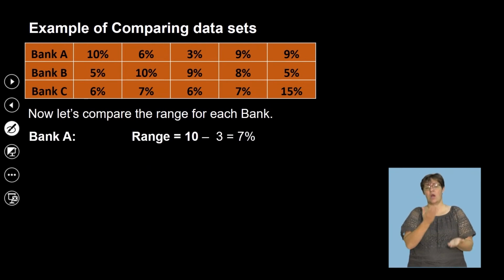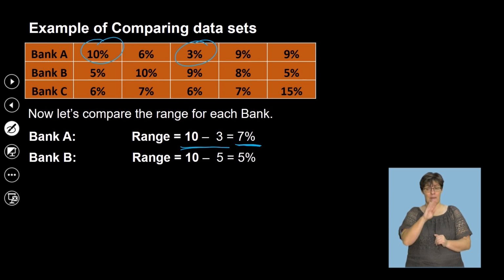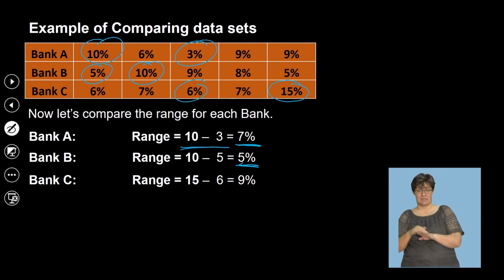Let's compare the range. The range for bank A is maximum minus minimum. The maximum for A is 10 and the minimum is 3, which gives us 7%. For B, the maximum is 10 and the lowest is 5. So the range is 5%. For C, the maximum is 15 and the minimum is 6. The range for C is 9.